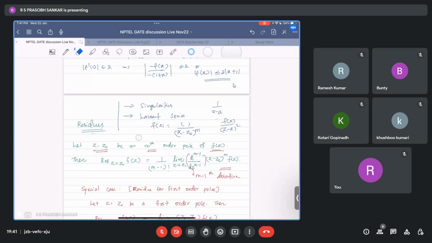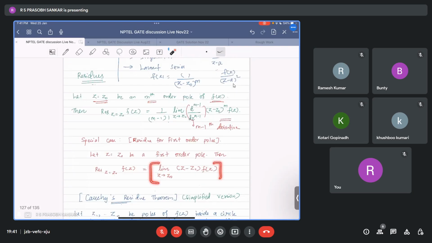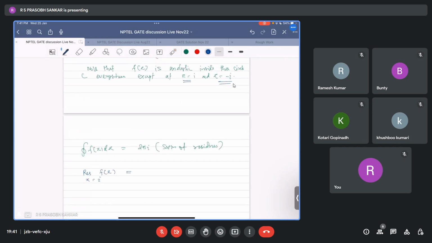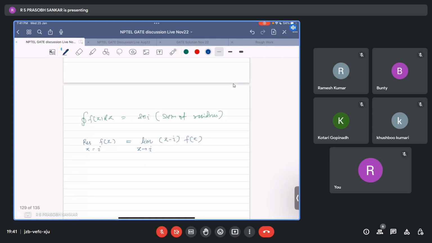But in this case, we have m equal to 1. It's a first order pole. So we don't have this complicated business. We have this simple expression. At least this we have to remember, but again, it's good to remember the general one also. So this one we can directly use. What it means is that this residue at z equal to i is the limit of z going to i, z minus i, f of z. I am just writing the formula as such.